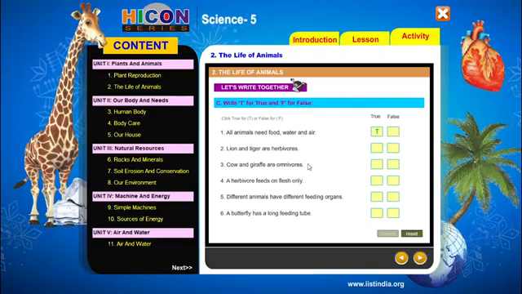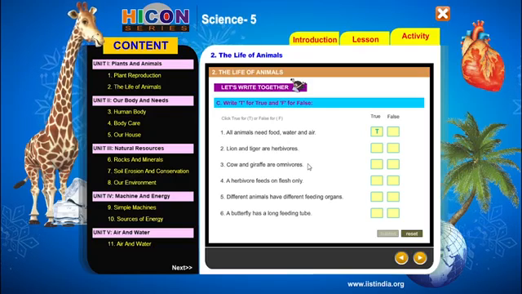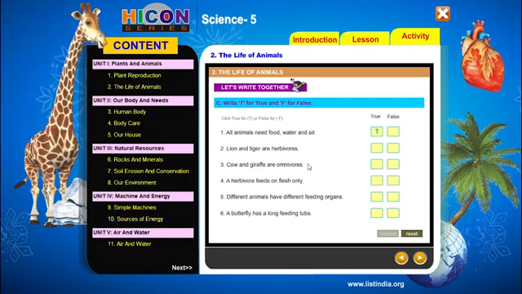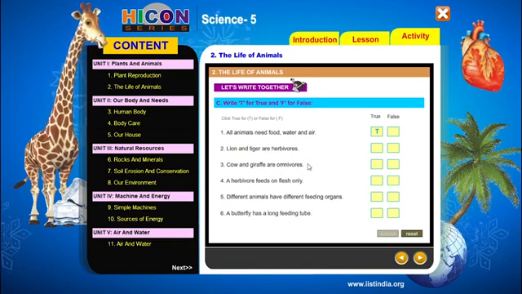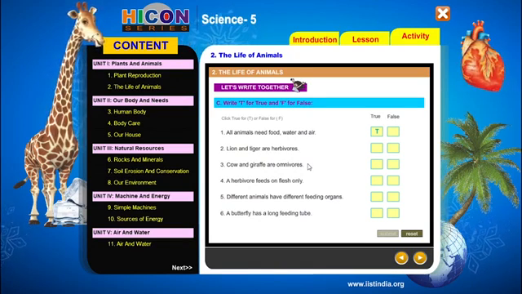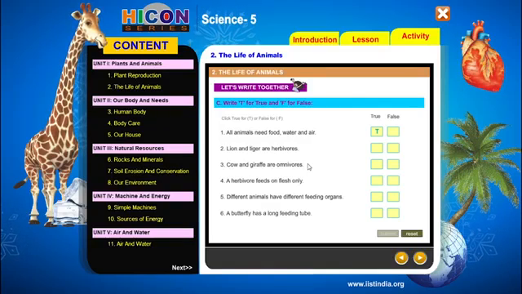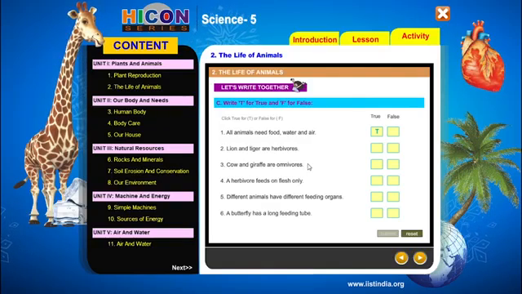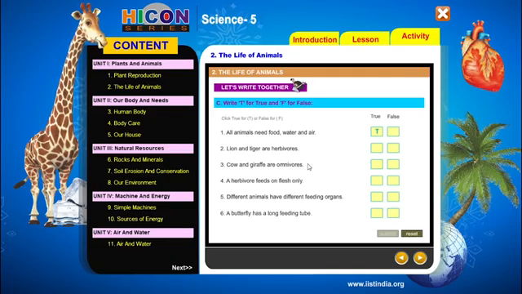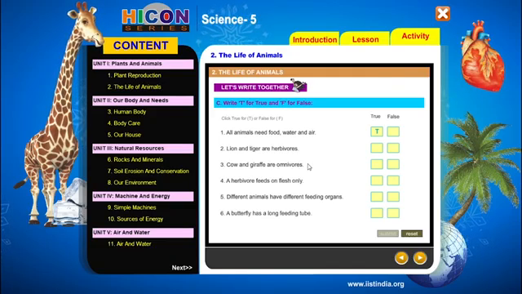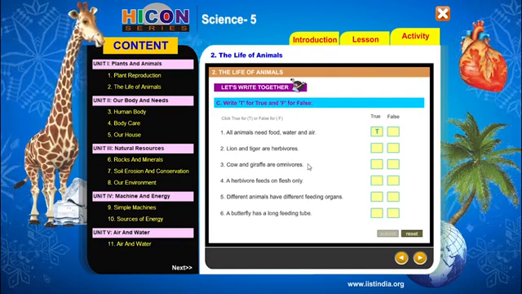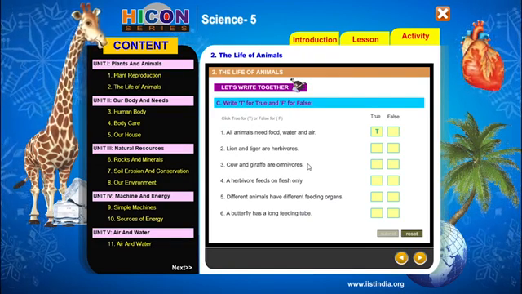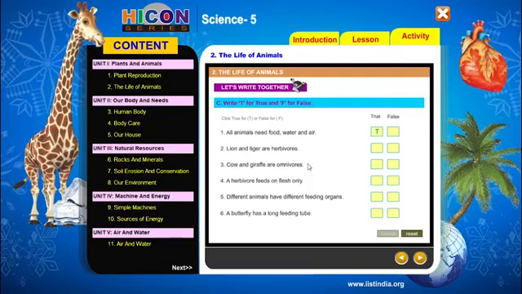Lion and tiger are herbivores. Children, is it correct or not? Herbivores means the animals which eat plants and grass. So lion and tiger eat plants and grass? No, it is wrong. Lion and tiger eat flesh of other animals. They will feed on flesh. That means they will eat the meat of other animals. So the animals which feed on flesh are called carnivores.